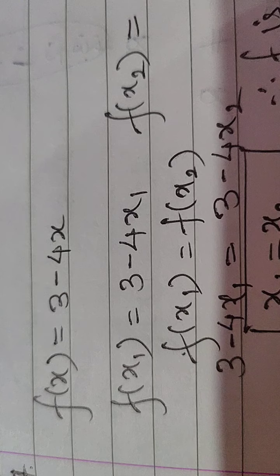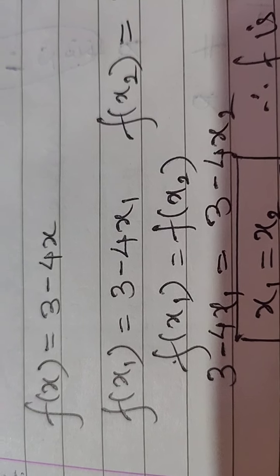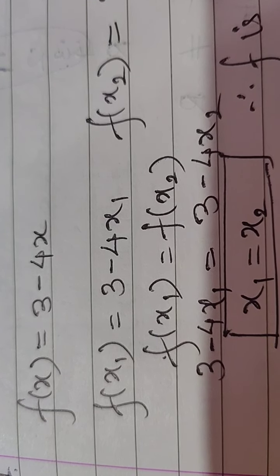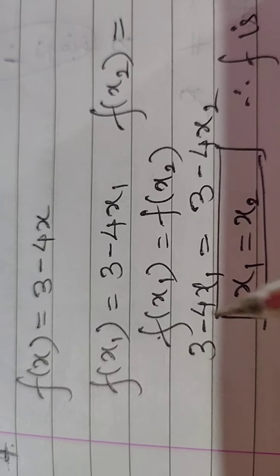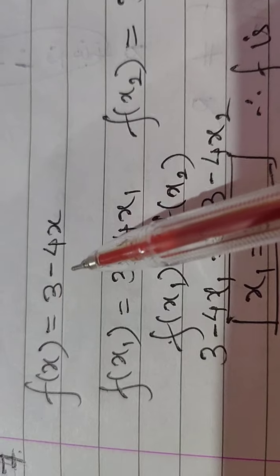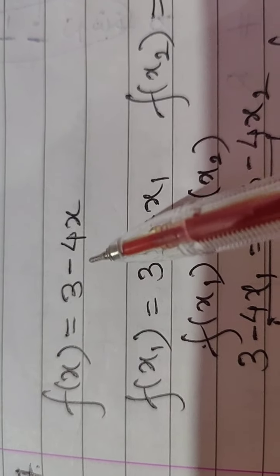Good morning, children. Today I am going to explain the questions of functions. Here we have to prove that the function is 1, 1 and onto. So using the theoretical method also we can prove this. f of x is given to us. It is 3 minus 4x.